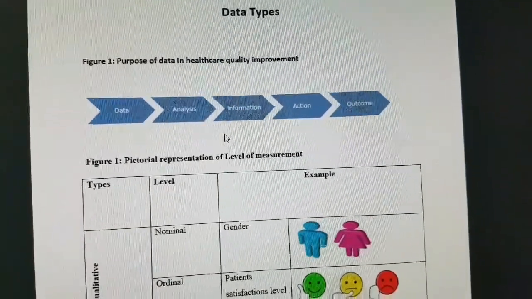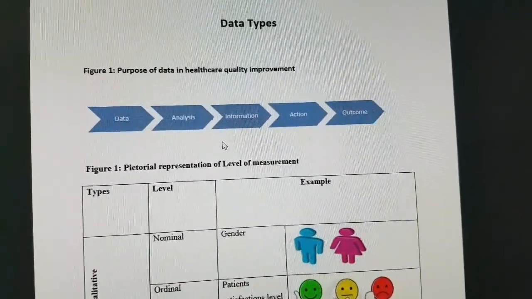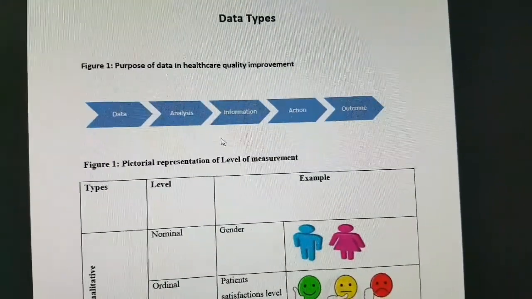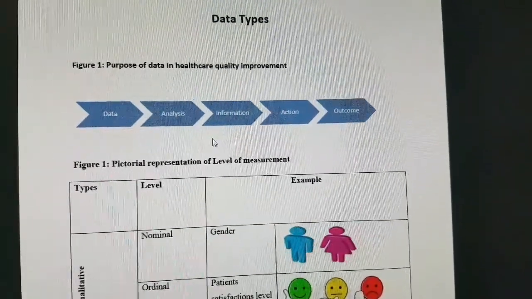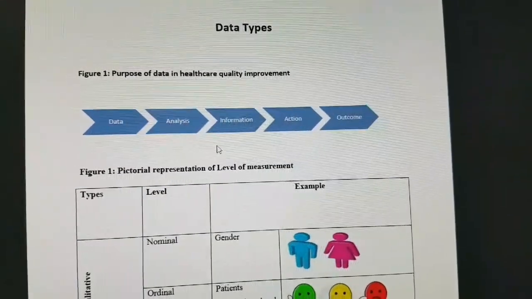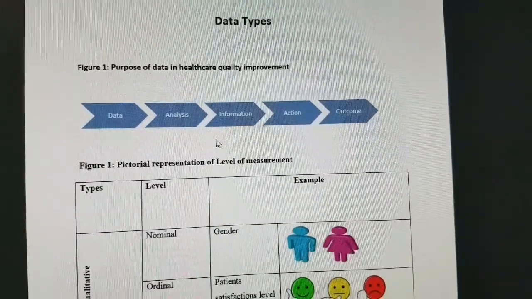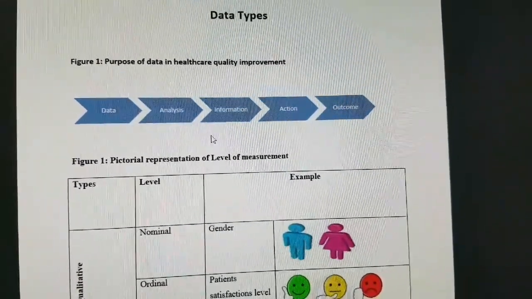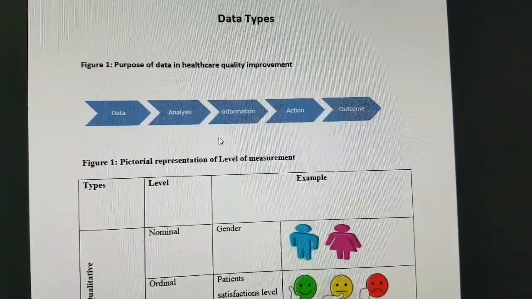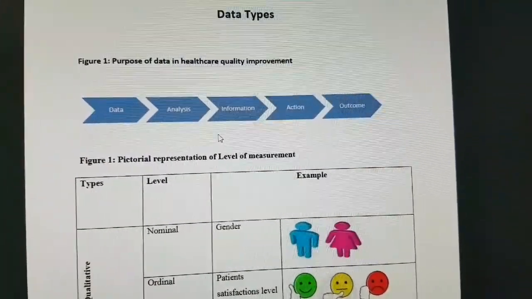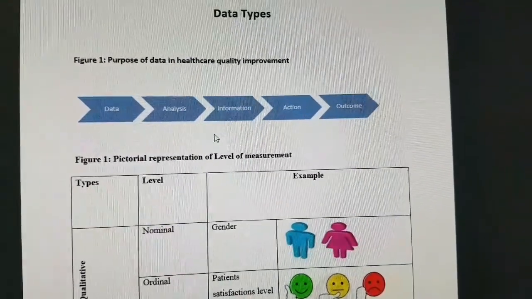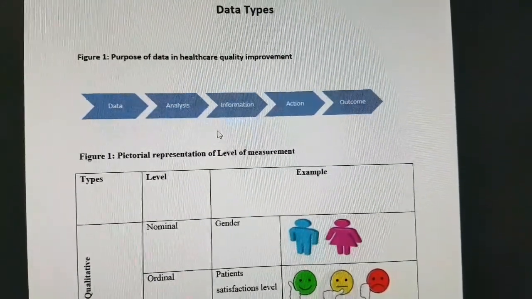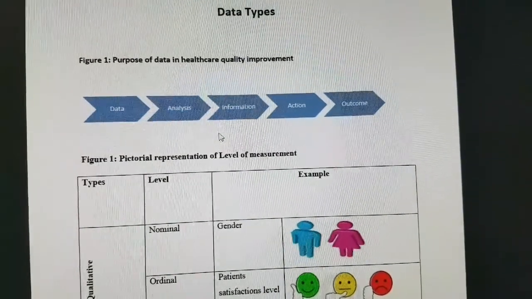First, we need to collect data for a particular process. Then we should do analysis. Analysis will give some information. It may be positive or negative. Then we need to make some action plan, and we should implement it. Then we'll get better outcomes. So this is the purpose of data collection and data management in healthcare quality improvement.